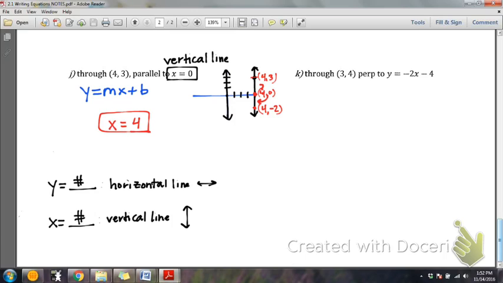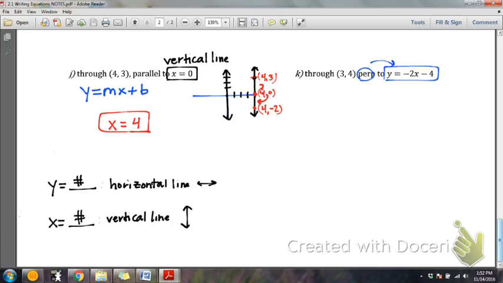All right. Let's work on letter K. It goes through the point (3, 4), and it is perpendicular to y equals negative 2x minus 4. If it's perpendicular to this equation, what's the only purpose for having this equation right here? To find the slope. And the current slope is negative 2.